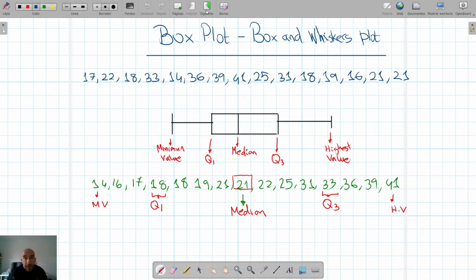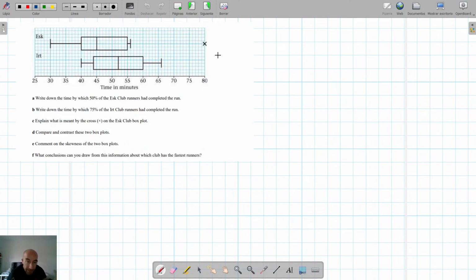Okay, other exercises that we might get: instead of being asked to draw the chart, we might get a chart and have to interpret. Okay, so for example, we have these two box plots, and we are asked these questions. Write down the time by which 50% of the ESK club runners had completed the run. The time is on the x-axis. Okay, so we know that the median represents the 50%. So the answer for question A would be 45 minutes.